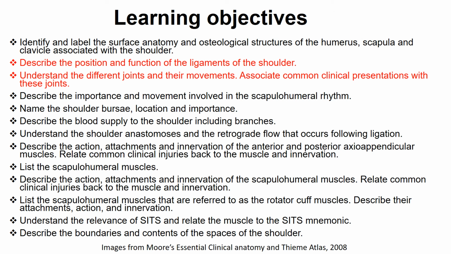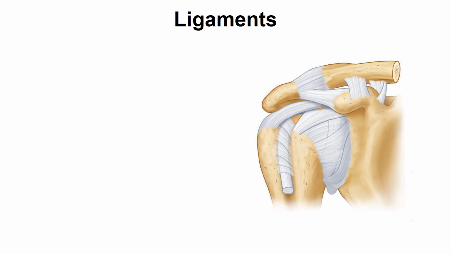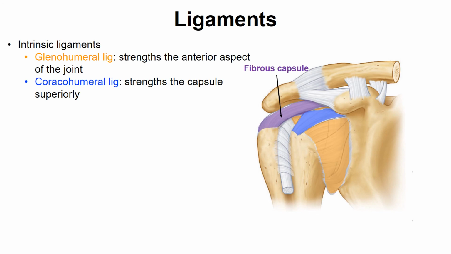Okay, so next let's talk about what holds the shoulder together, and we're going to talk about ligaments. Ligaments are typically bone-to-bone attachments of thin, thick fascial sheets, while tendons are from muscle to bone. So we have both intrinsic and extrinsic ligaments of the shoulder. Intrinsic ligaments are basically those ligaments that are attaching the scapula, particularly the glenoid fossa, to the humerus, so the glenohumeral area.